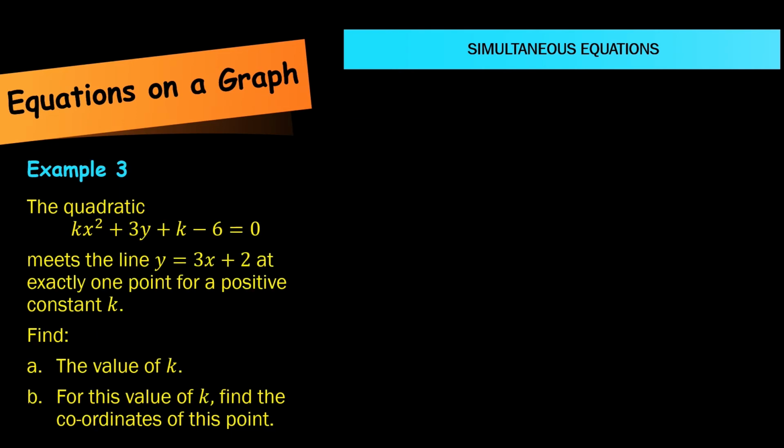So example 3 says, the quadratic kx squared plus 3y plus k minus 6 equals 0 meets the line y equals 3x plus 2 at exactly 1 point for a positive constant k. Find firstly the value of k, and secondly, for this value of k, find the coordinates of this point. So let's solve part A first.